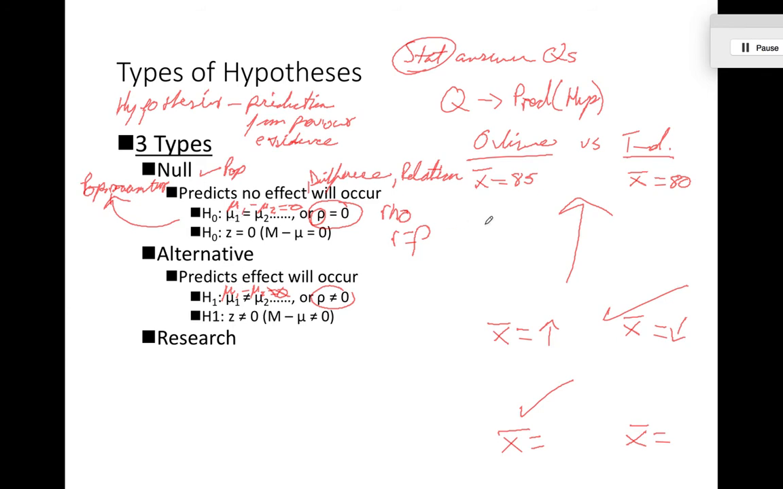Okay? So x bar is equal to the population parameter of mu, right? Rho is the same thing as saying r, but in terms of a population parameter. So r is my sample statistic, rho is my population parameter. So in our particular case here, we're saying that the difference between the two groups is equal to 0, or that rho, the relationship, is equal to 0.